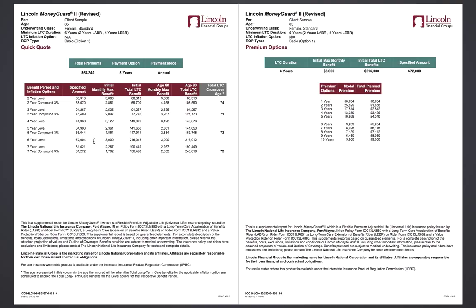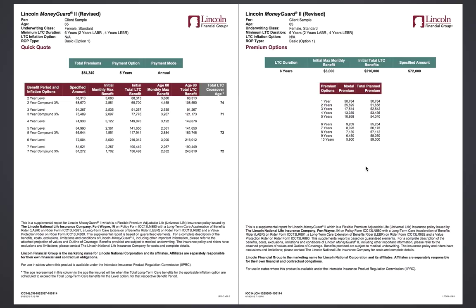This shows a 6-year level benefit which is the $3,000 a month, and it gives us our total benefit pool of $216,000, which you can see is significantly higher than most of the other options. That is why you will see most of these things run and presented to you from the Lincoln Home Office using a 6-year benefit period. It's really the sweet spot of this particular product.